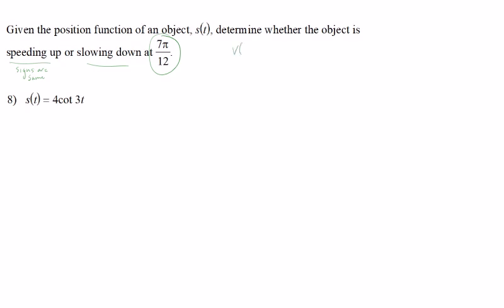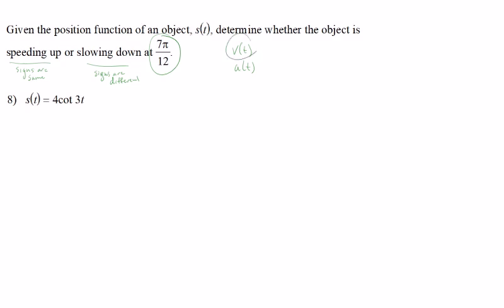So we want to figure out velocity and acceleration and figure out if the signs are the same or if the signs are different. That means slowing down. And so really we want to find those values at 7 pi over 12, so we want to plug those in.